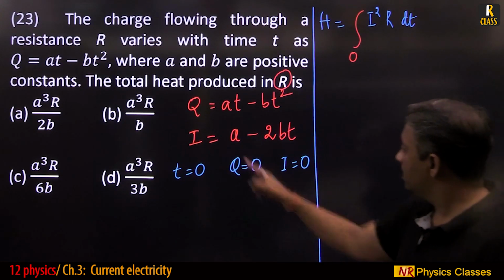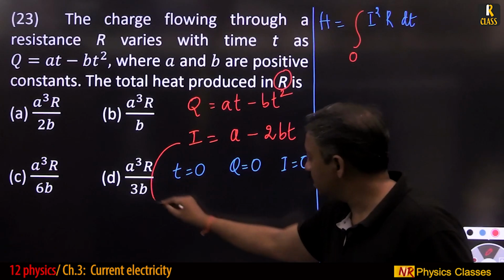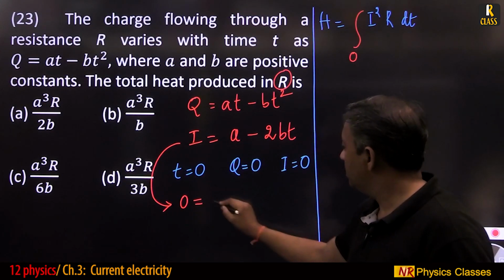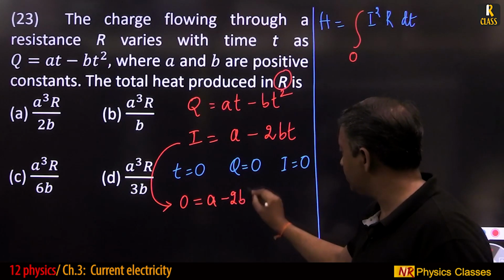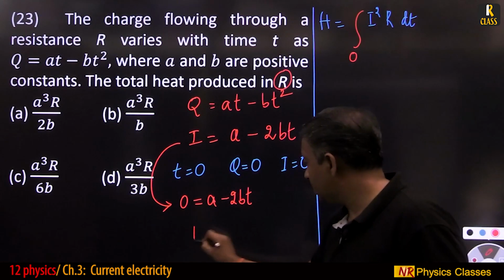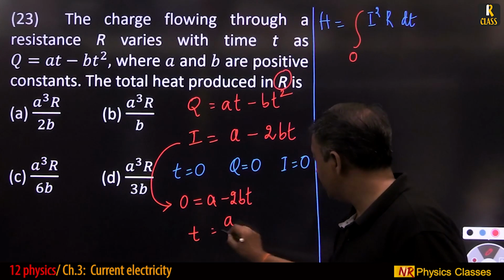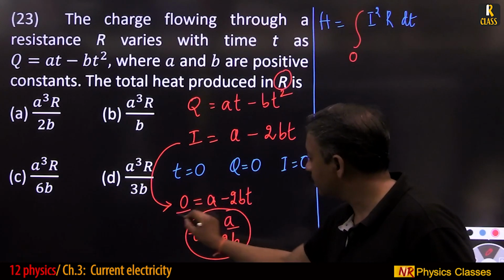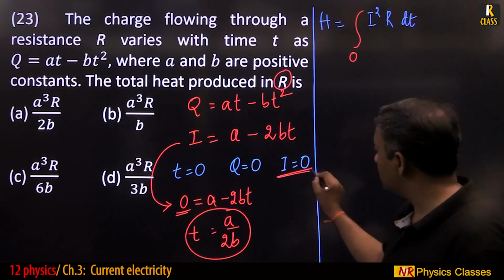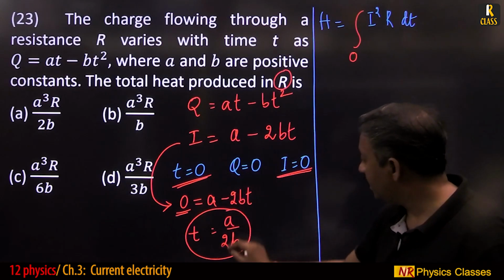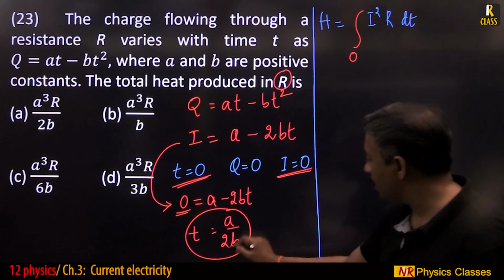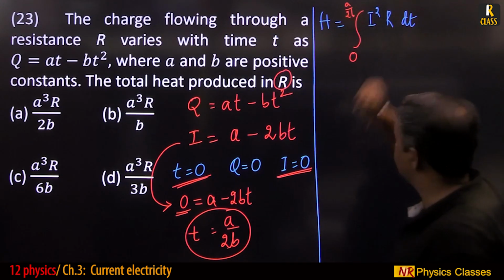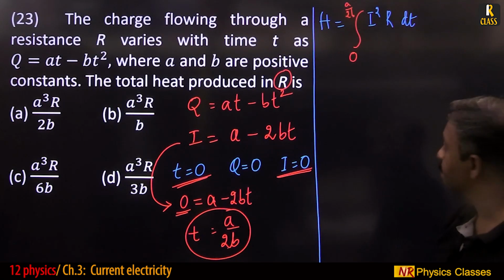Now, substitute current 0 here. Consider this equation: 0 equal to A minus 2Bt. So at t equal to A by 2B, at this instant also current equal to 0. So current equal to 0 at time t equal to 0, and current equal to 0 at t equal to A by 2B. So upper limit is A by 2B.